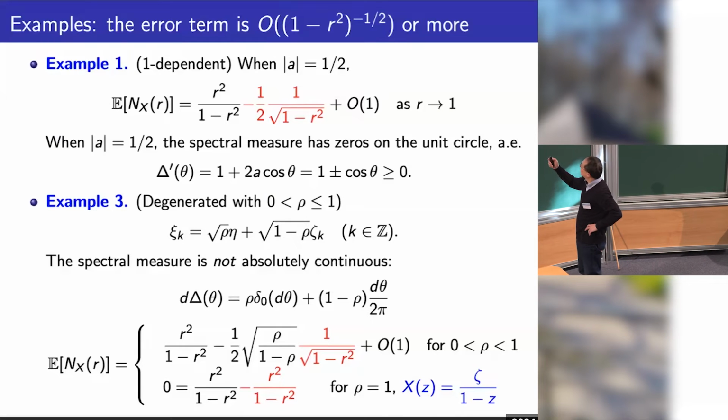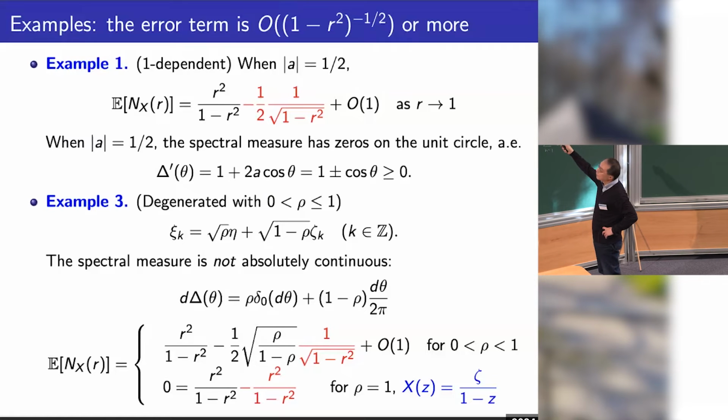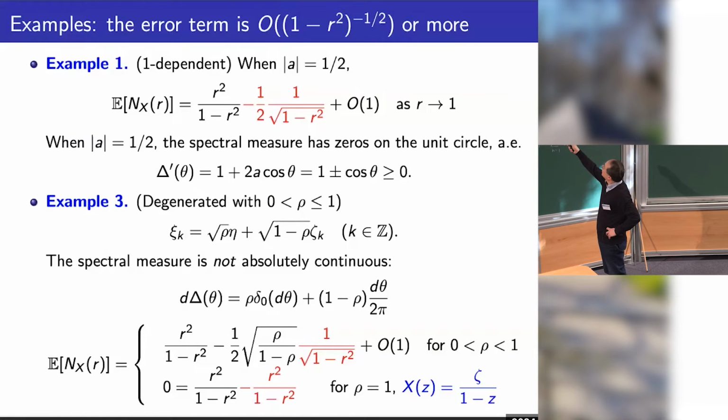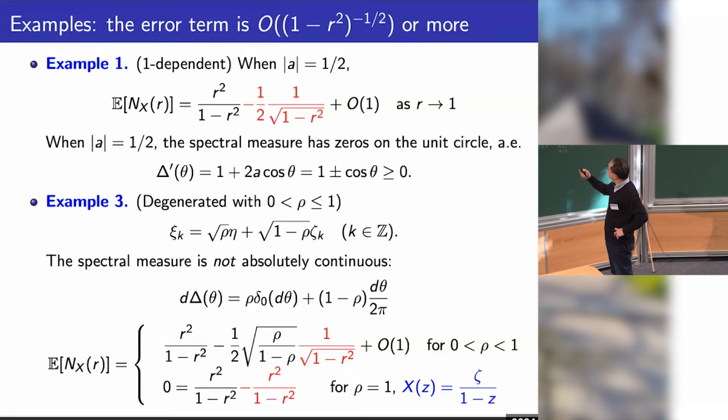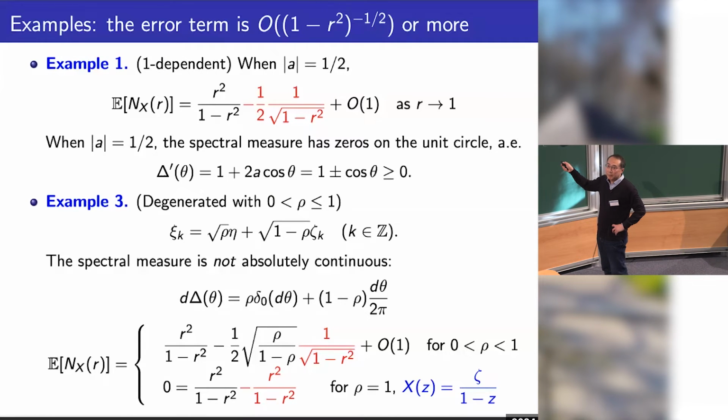And as I told you, for the A equals 1/2 case, here you have another term appears. So the previous one is just order 1, but here we have a diverging term like this. And it is very closely related to the zeros of the spectral density. Actually, if A equals 1/2, then this is 1 plus cosine theta. This has zeros on the boundary.